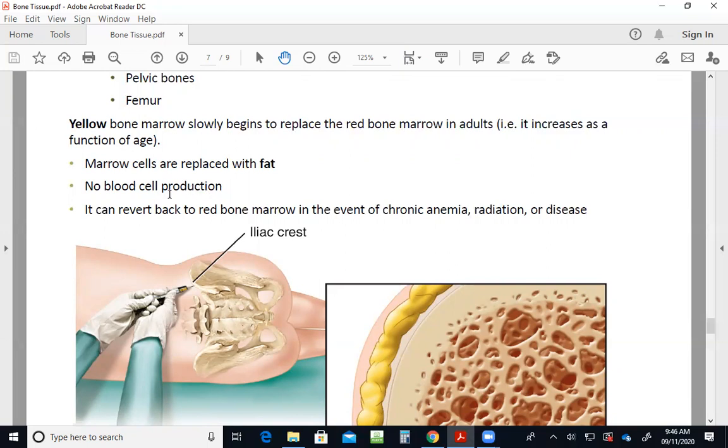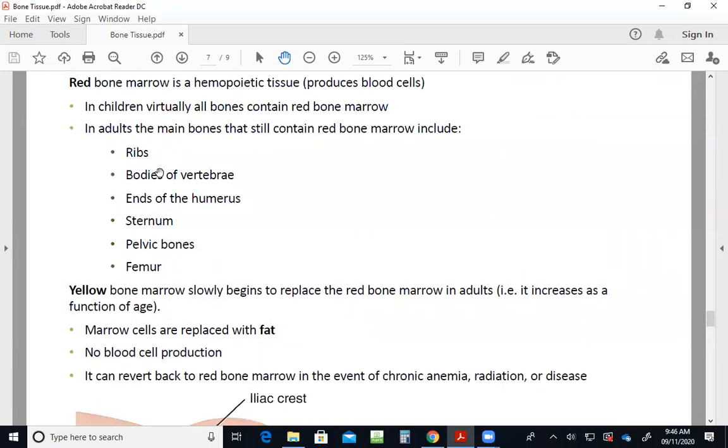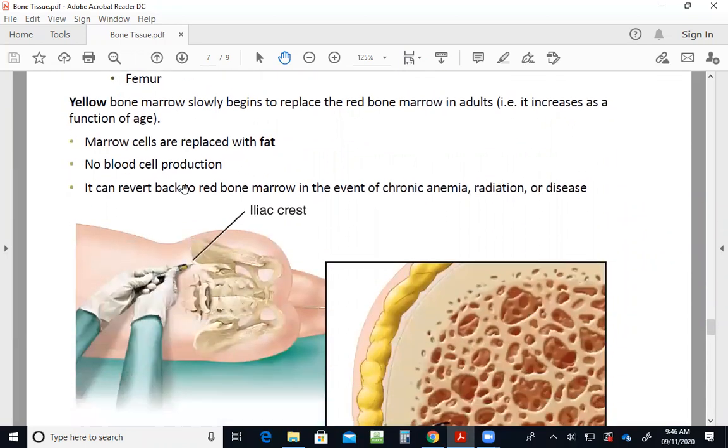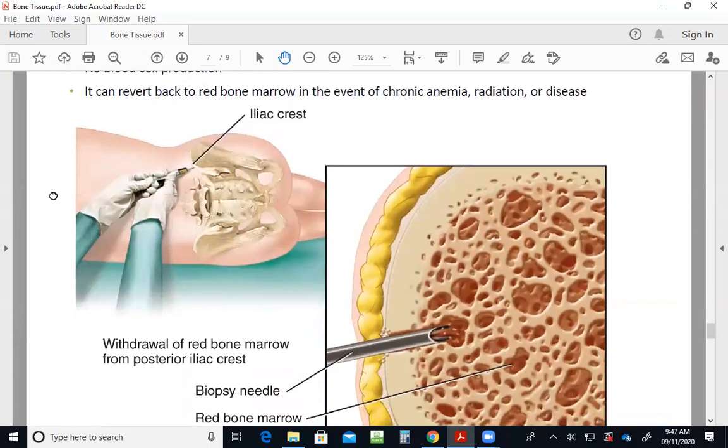just marrow cells filled with fat and have no role in blood cell production. Does that mean that we don't produce blood cells as we get older? Obviously, we still do. We just don't need as much red bone marrow to produce the amount that we need. But if we do have situations like anemia, radiation, or disease, we might not have enough blood cells, so we can actually revert the yellow bone marrow back to red bone marrow, which is very cool.